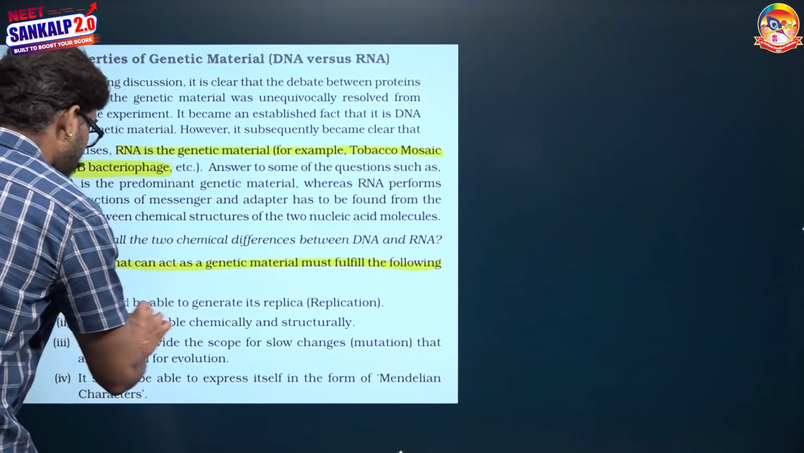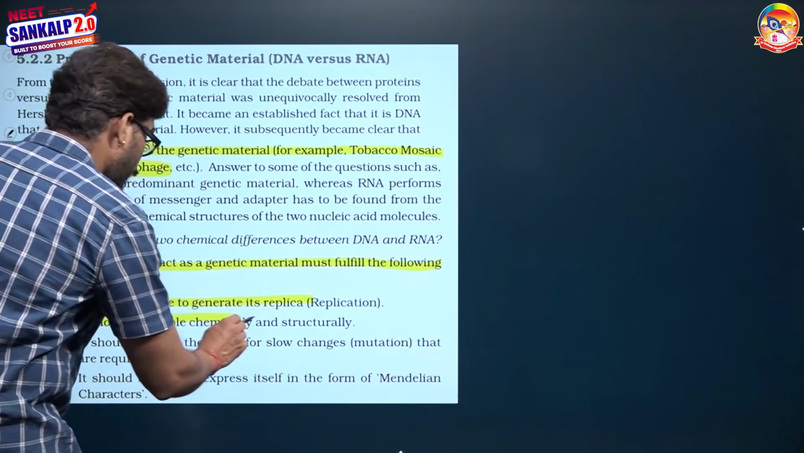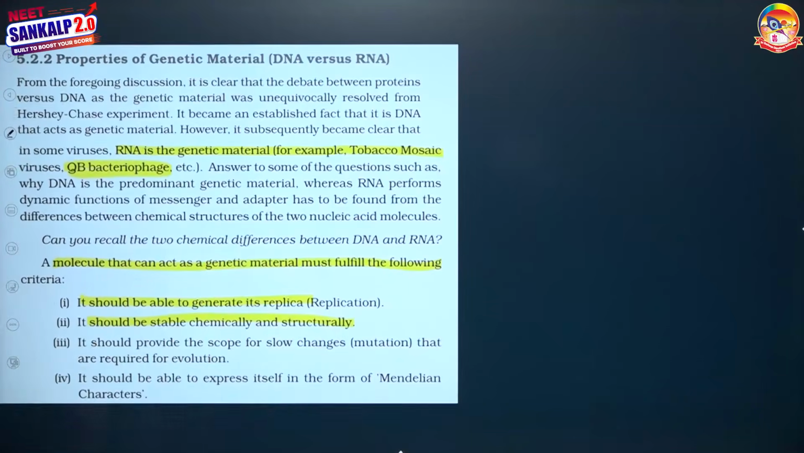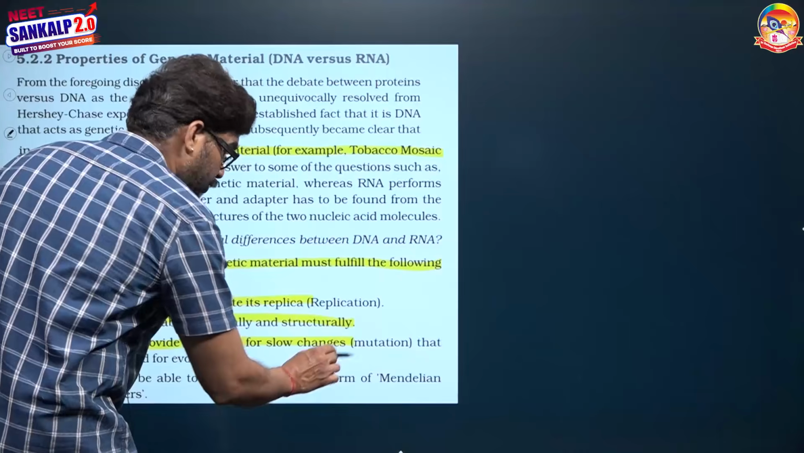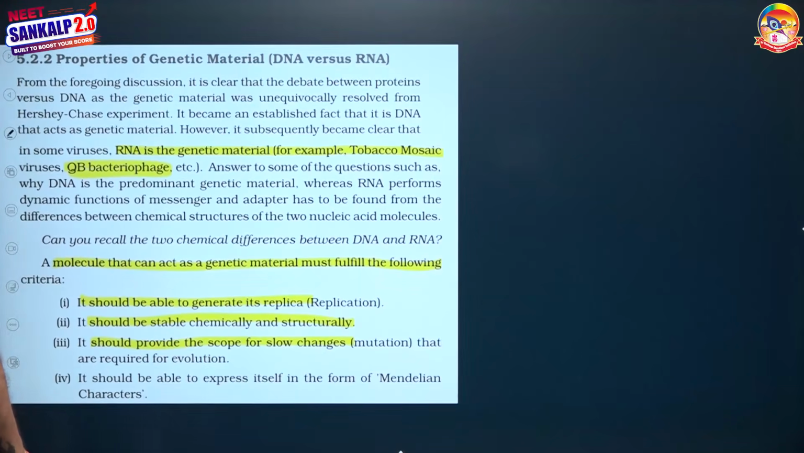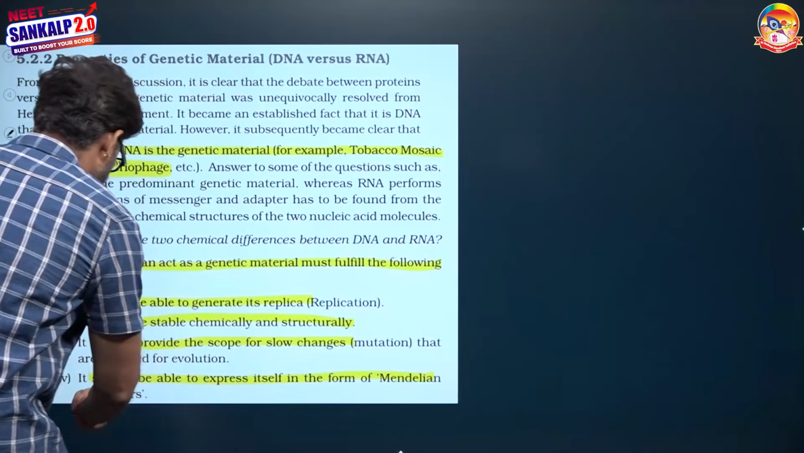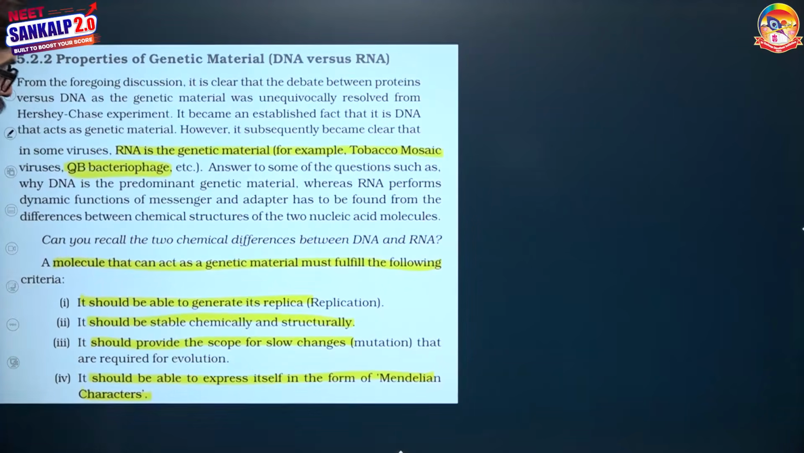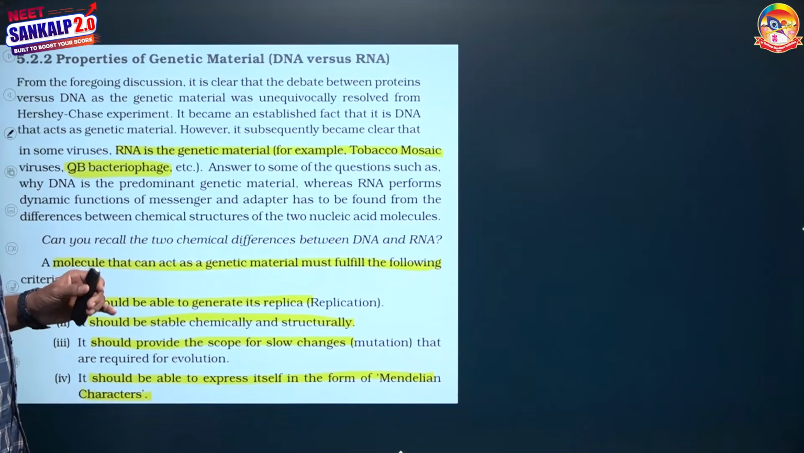What? First, it should be able to replicate, that is, it should be able to generate its replica. Second, it should be chemically and structurally stable. Third, it should provide scope for slow changes so that evolution can happen. And fourth, it should be able to express itself in the form of a Mendelian character, means it should be able to determine a character. If any biomolecule shows these four properties, it deserves to be called genetic material.